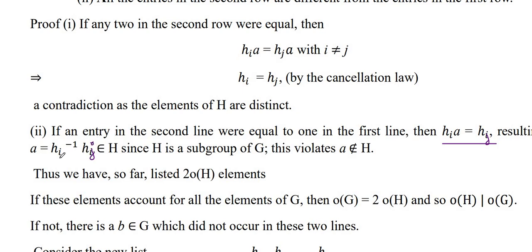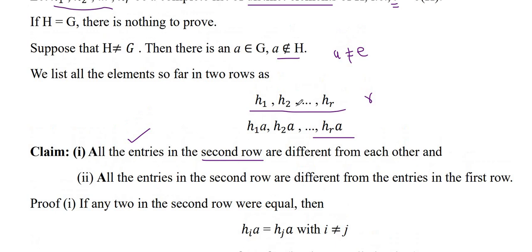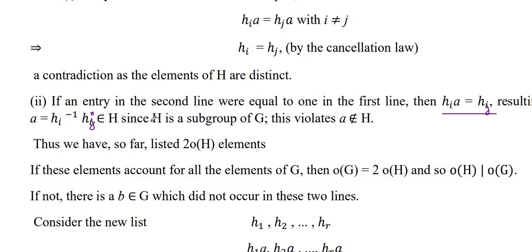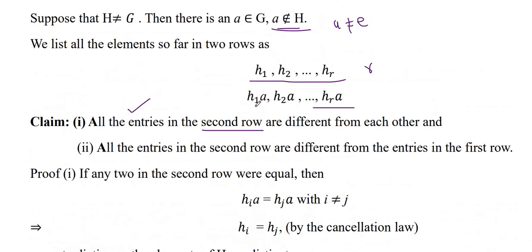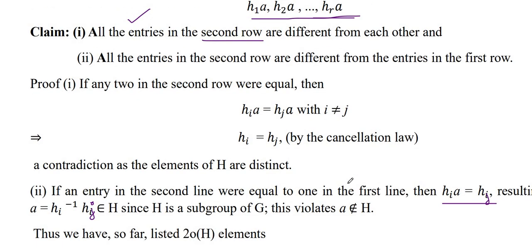A to be this, and this is in H, this is also in H. H is a subgroup, so closure holds. So you have A to be in H. But we have mentioned already that A does not belong to H. So that means we get a contradiction. Why did that contradiction arise? Because we have assumed one of the elements here to be equal to one of the elements over here. So that cannot be true.